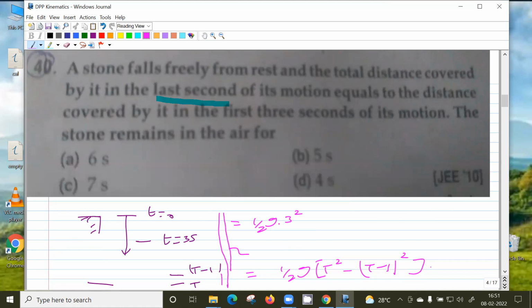So t square will cancel. It will become half g times 2t minus 1. So half g will cancel. So 2t minus 1 is 9, so 2t is 9 plus 1, 10. So t is 5 seconds. I don't have the answer, you have to check. Is it clear? Yes, sir.